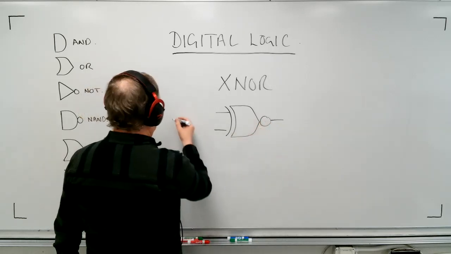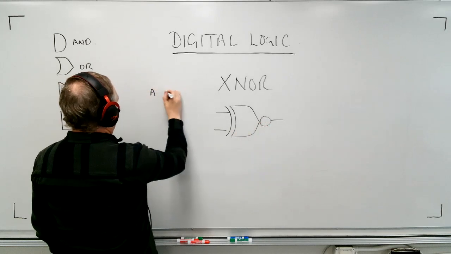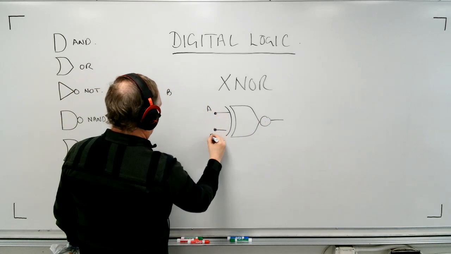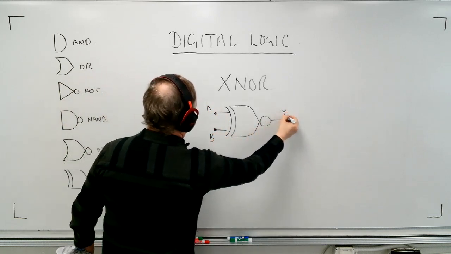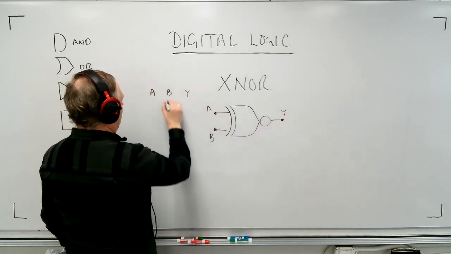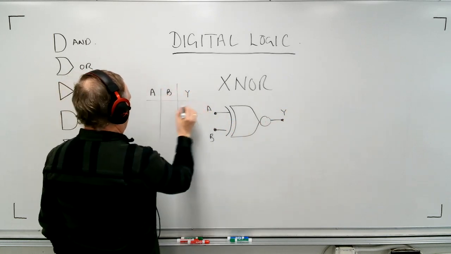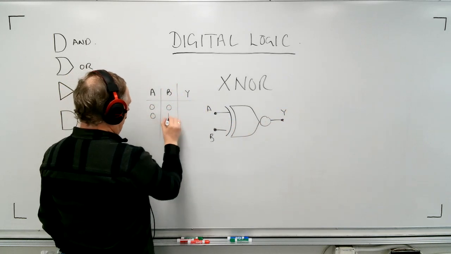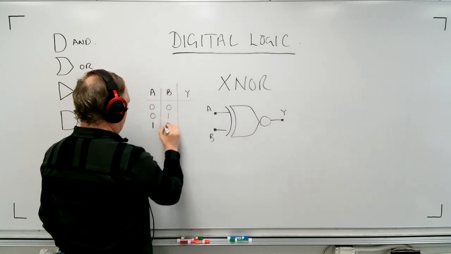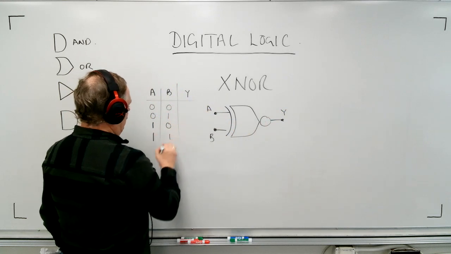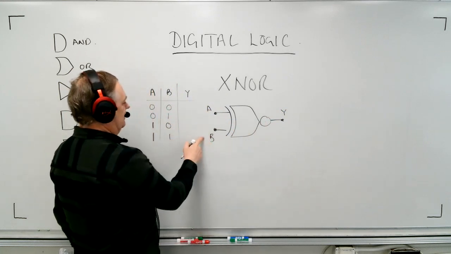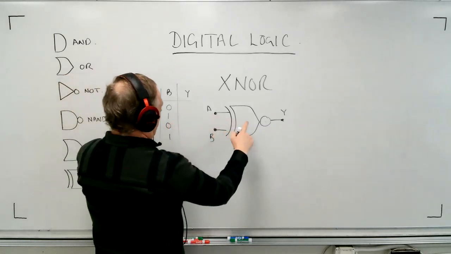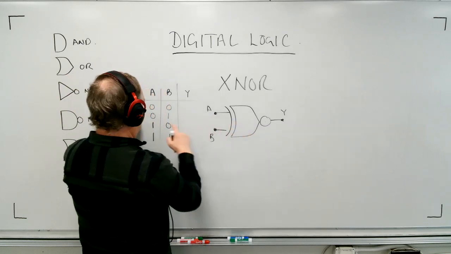Okay, so let's do the truth table for this one. A, B, my inputs right here. Y is going to be my output. Y right there. Now I can put in a 0 and a 0. I can put in a 0 or a 1. I can put in a 1 or a 0, or I can put in a 1 or a 1. We can physically line it up so that those are the inputs that get applied here. Now, remember, this is an exclusive OR, so let's see what happens.